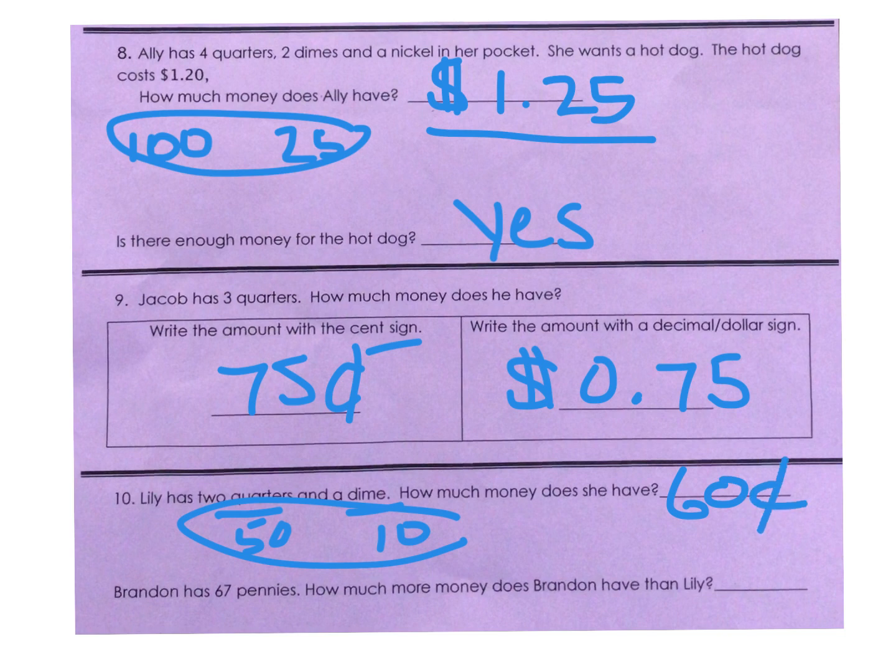Brandon has 67 pennies. How much more money does Brandon have than Lily? So you're comparing 60 and 67. He's got 7 more cents. And on both of these, you definitely need to have the cent sign. So that's their test. Review it, and I'm sure they'll do a great job.